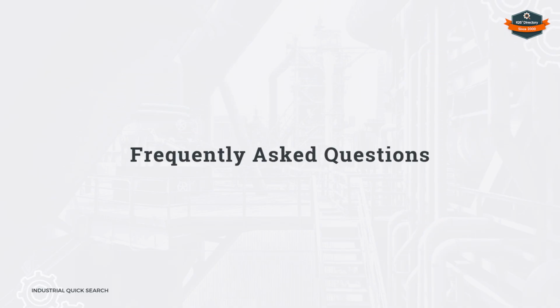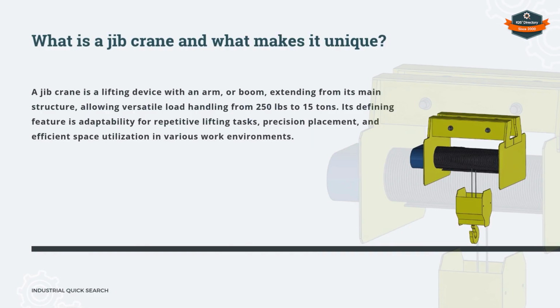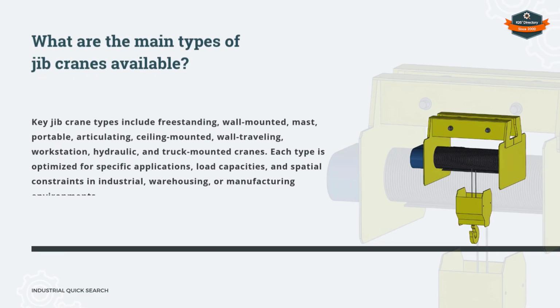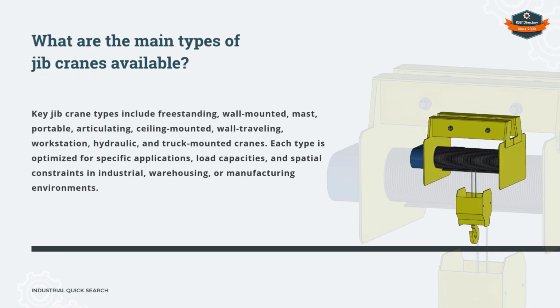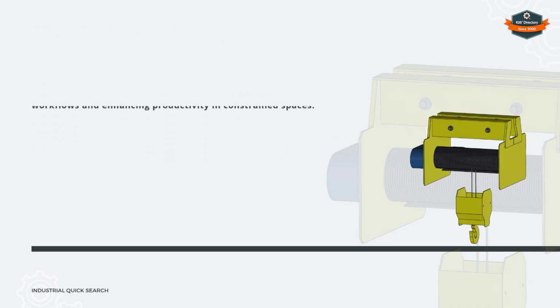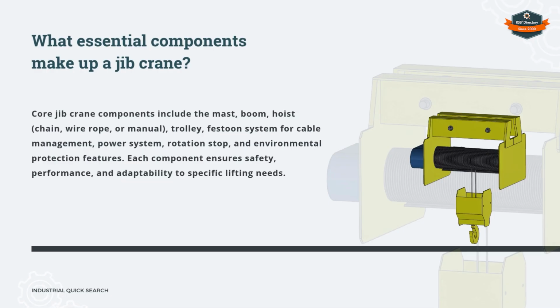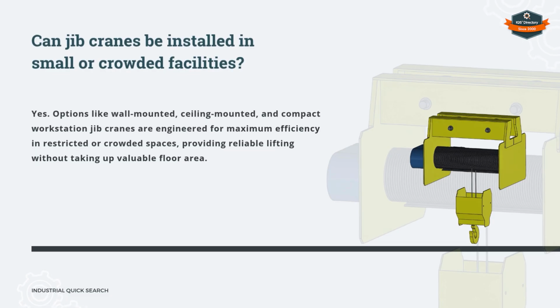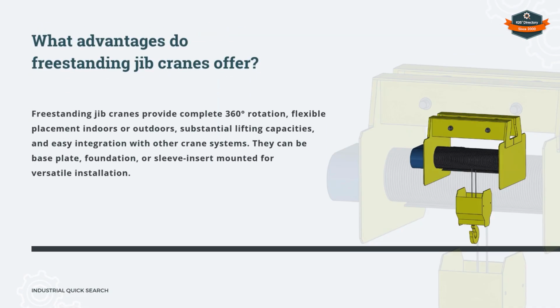Frequently asked questions. What is a jib crane and what makes it unique? What are the main types of jib cranes available? How do articulating jib cranes benefit material handling? What essential components make up a jib crane? Can jib cranes be installed in small or crowded facilities? What advantages do freestanding jib cranes offer?